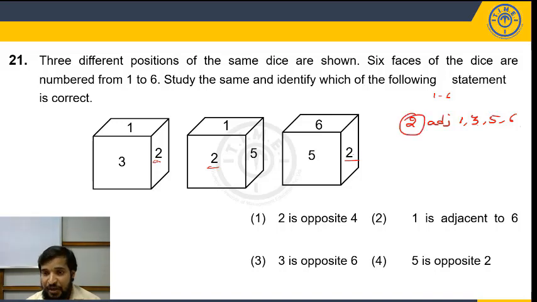The remaining number is 4. So 2 opposite will be 4. For any number, there will be 4 adjacent numbers and 1 opposite number. By comparing these 3 dice, what we can say is that 1, 3, 5, 6 are adjacent to 2, and the remaining number 4, 2 is opposite to 4. That is choice 1.